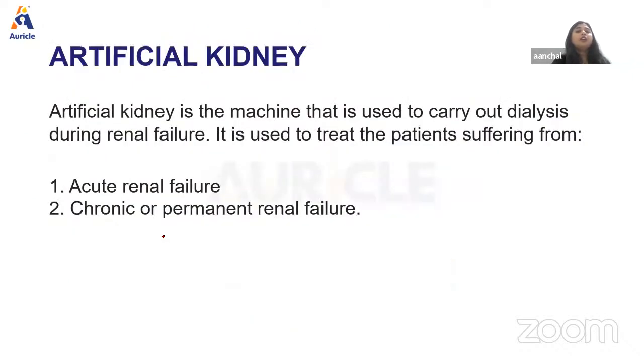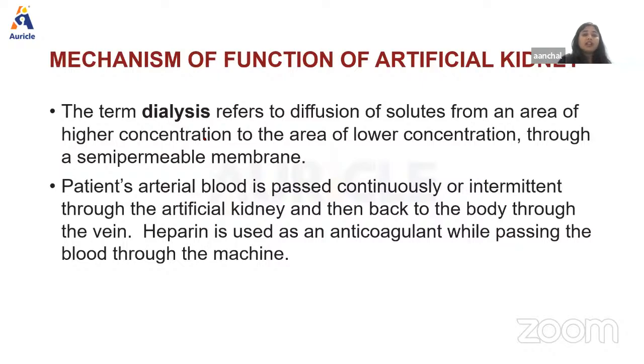Okay. Now, the artificial kidney is the machine that is used to carry out dialysis during renal failure, and it is used to treat patients suffering from acute renal failure and chronic or permanent renal failure, as we have already discussed. Now, what is the mechanism? Mechanism we have already discussed. The term dialysis refers to the diffusion of solutes from a higher concentration area to a lower concentration area through a semi-permeable membrane. Patient's arterial blood is passed continuously or intermittently through the artificial kidney and then brought back to the body through the vein, and heparin here is used as an anticoagulant while passing the blood through the machine.